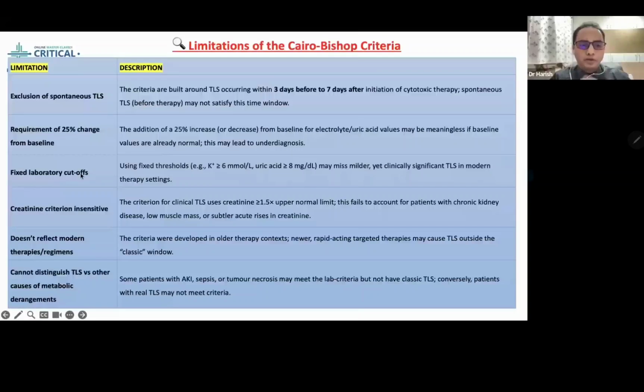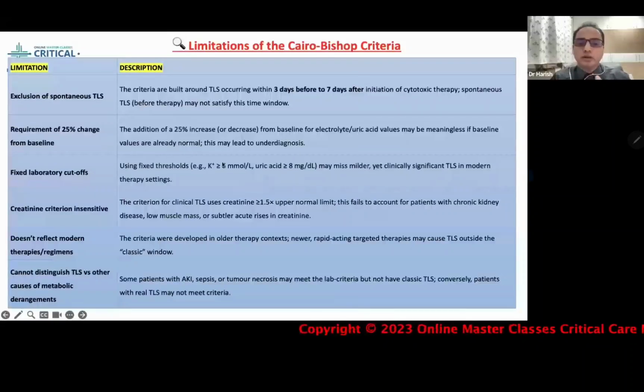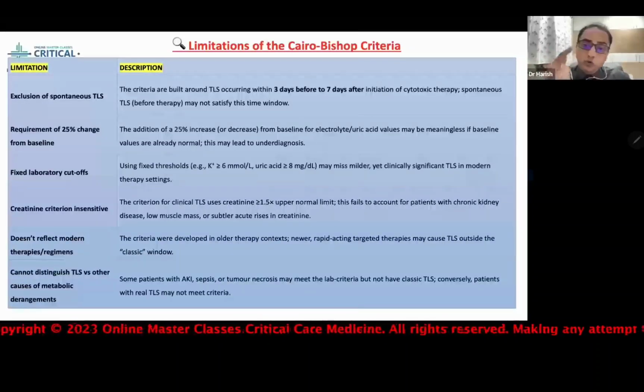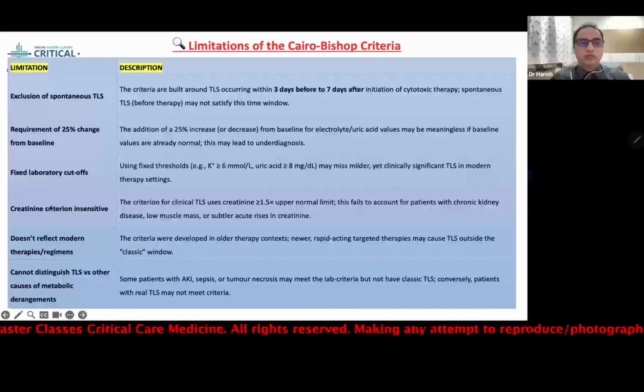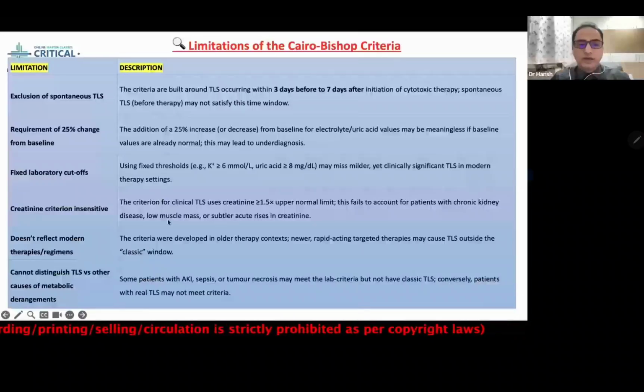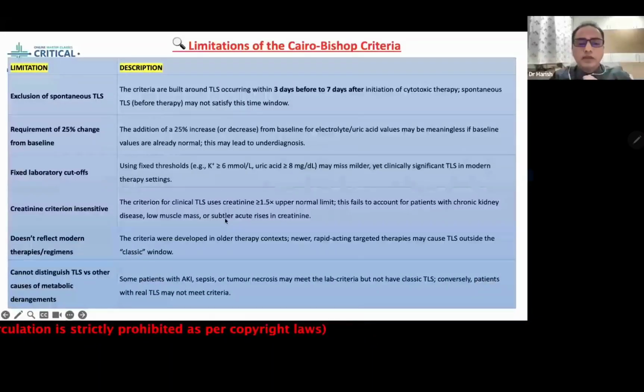Fixed lab cutoff is one more limitation. Using fixed thresholds like potassium of more than 6, uric acid of more than 8 may miss milder yet clinically significant TLS in the modern therapy setting. The potassium might not be more than 6, it might be 5.8, so then you are going to miss the diagnosis of TLS. Okay. So creatinine criteria are insensitive. The criteria for clinical TLS use creatinine of more than or equal to 1.5 times the upper normal limit. This fails to account for patients already having CKD, low muscle mass, or a subtle acute rise in creatinine, which may not be more than or equal to 1.5 times.